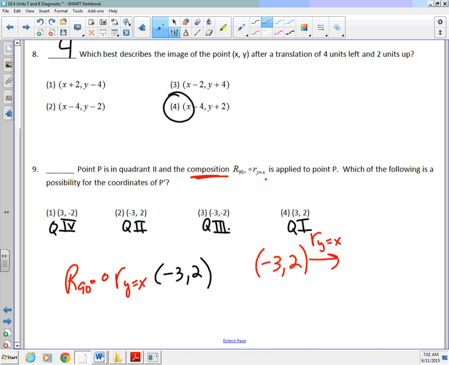Now, you may remember the rule. The rule for reflection in the line y equals x is literally (y, x). In other words, the coordinates switch. So I get (2, negative 3).